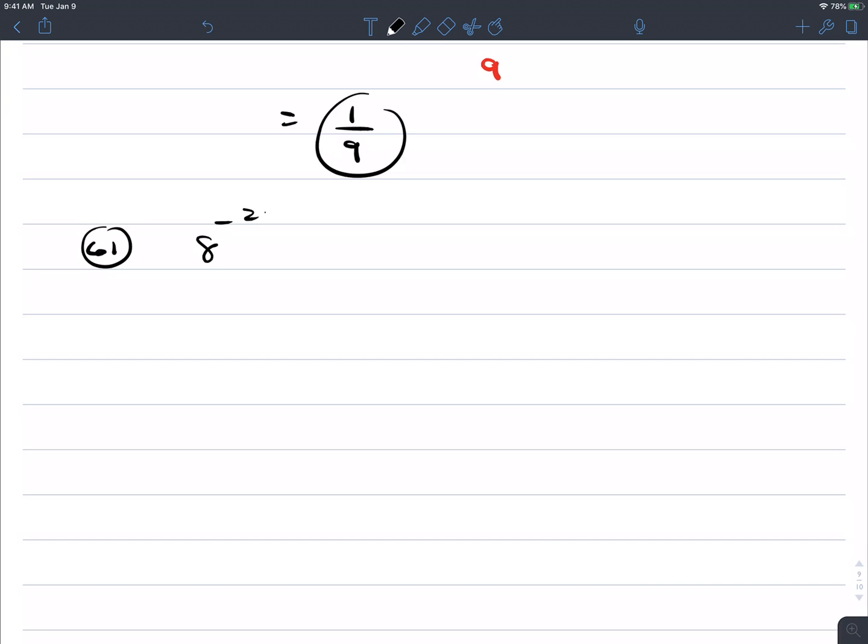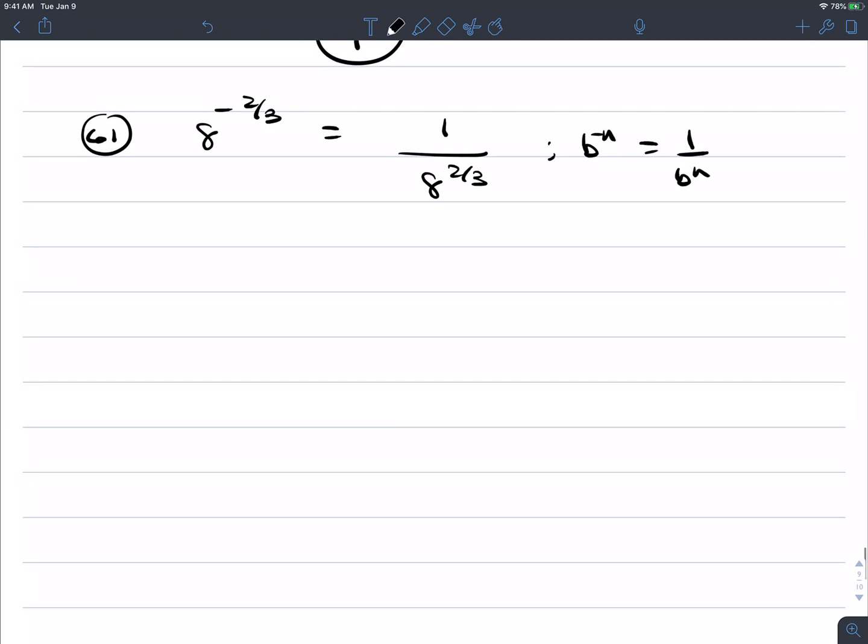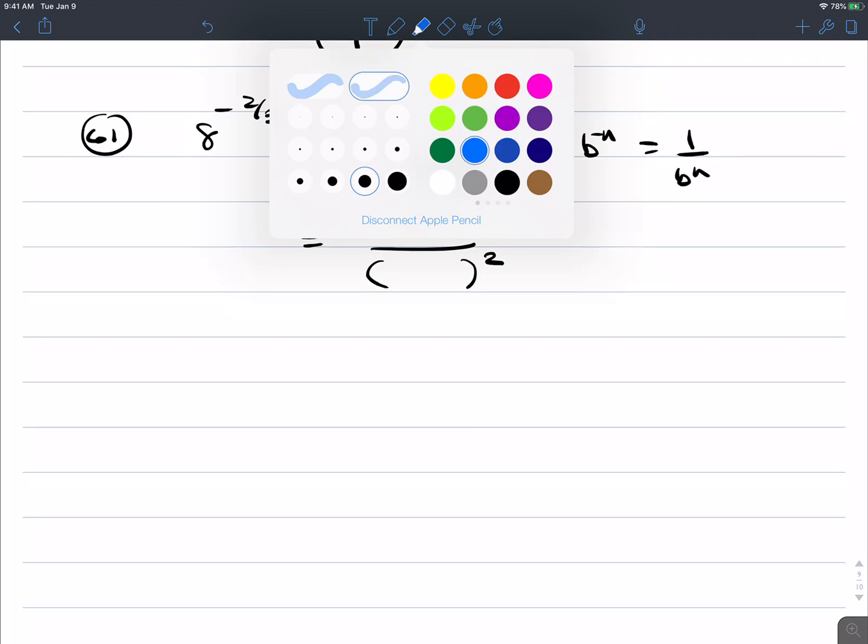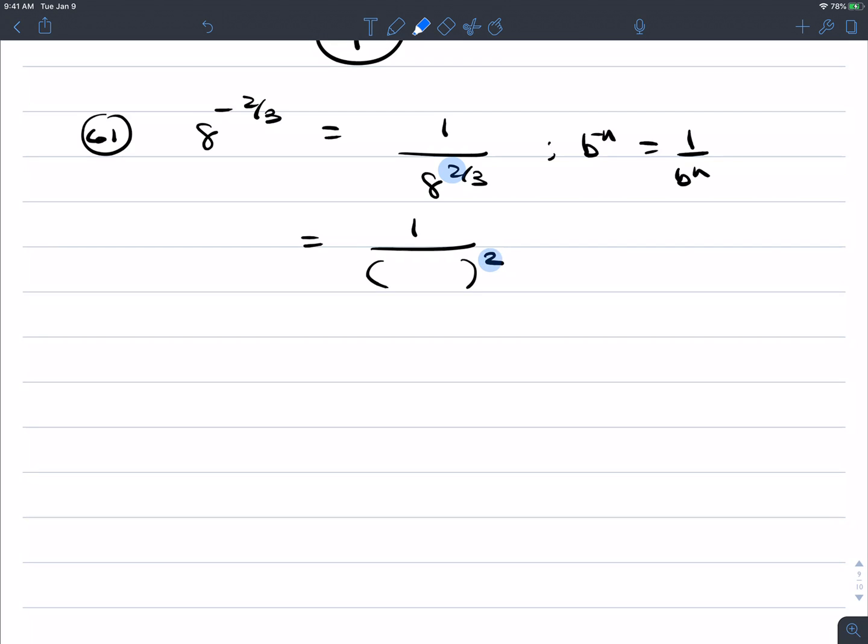Number 61: 8 to the negative 2/3. By definition, that is 1 over 8 to the positive 2/3. Is that true? We're just using our property: any base to a negative power is 1 over the base to the positive power. Some of these, remember, we're using this property. And now by definition, we have 1 over, what power goes on the outside here? 2, good, because the numerator is 2. That's where the numerator goes.